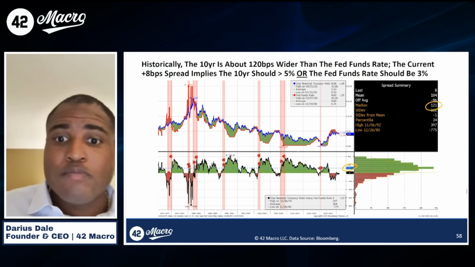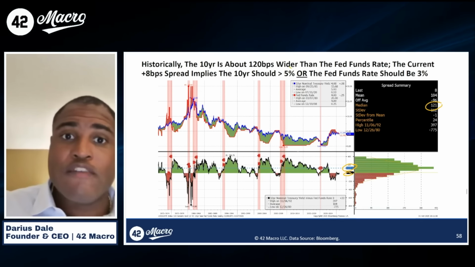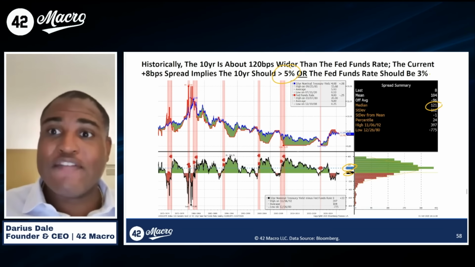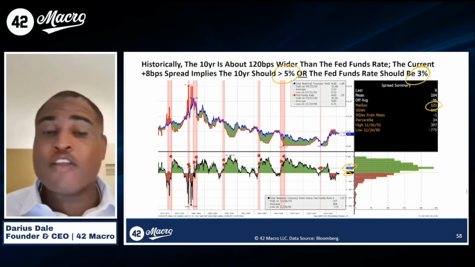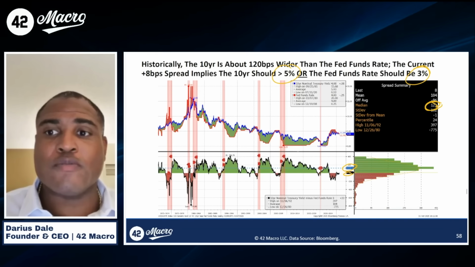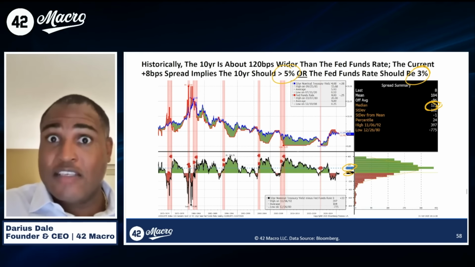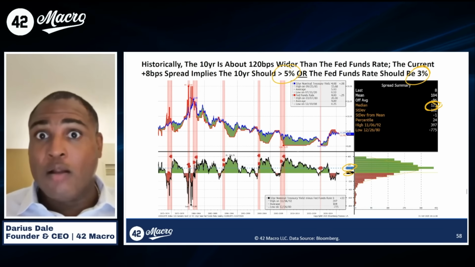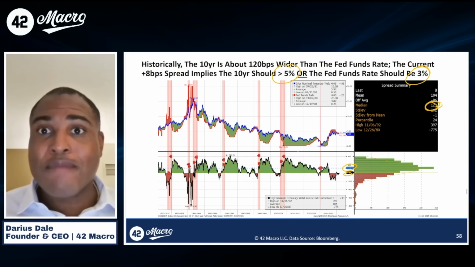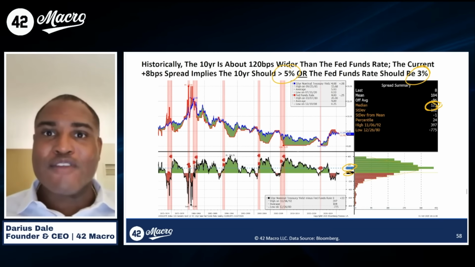So the current basically flat spread, an 8 basis point spread, implies that the 10-year should either be greater than 5%, or, I hypothesize, based on the U-shaped economy, that the Fed funds rate should be 3%. So one of these markets is wrong based on the historical relationship between the Fed funds rate and the 10-year nominal Treasury yield. So I'm betting that the market is better at setting rates than the cabal of human beings, this 12-person body determining the price of money and quantity of money for the world economy.